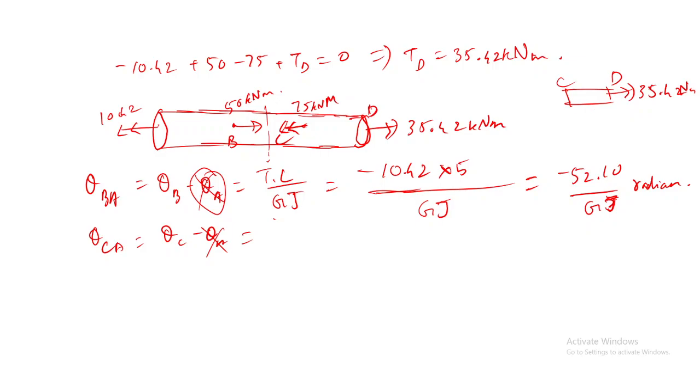Yes or not? Yes, sir. But this is pointing away from the section. One minute. Here we have written it since it's pointing in the other direction. Okay, let's find out. So this is 10.42, and plus 50 minus 25, again it becomes 35.42, which is acting away from the cross section, right?